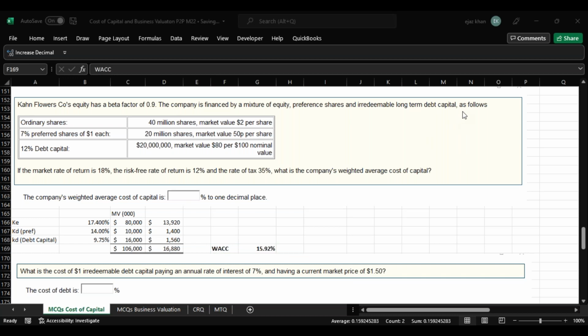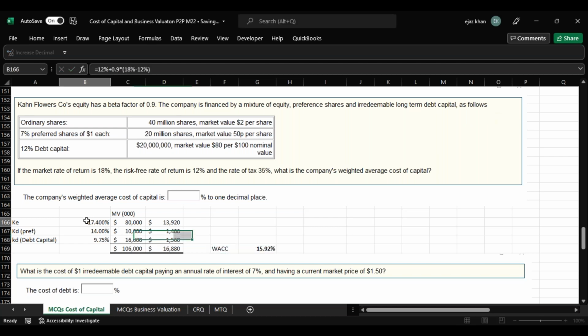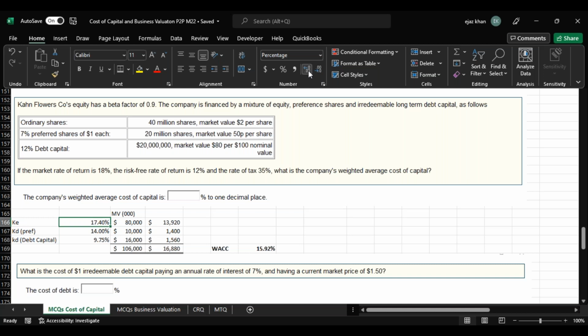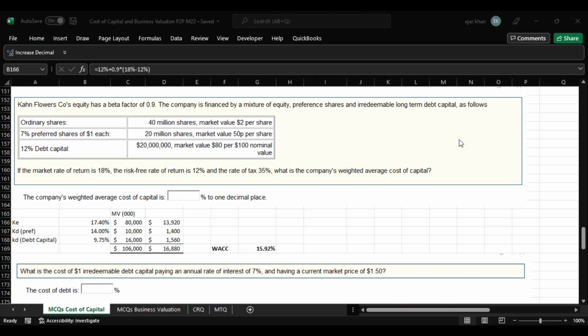So KE is 23.4%. Is it 23.4%? How is it? It was risk-free, that is 12%, plus 0.9, that is the equity beta, into market return, which is 18%, minus risk-free, which is 12%. So it's 17.4%. Okay. So WACC is 15.92%.